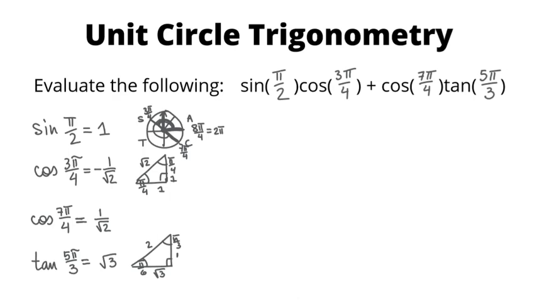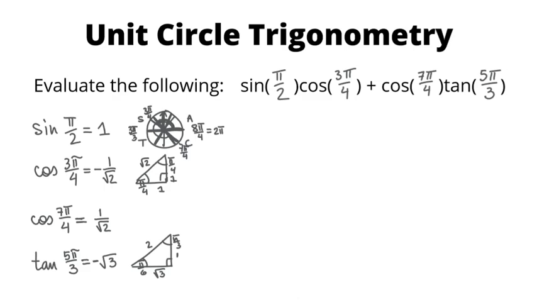Next, we need to establish where 5 pi over 3 is located, which quadrant. So then, 1 pi over 3 is here, 2 pi over 3 is here, 3 pi over 3 will be right here. It reduces to pi. Then 4 pi over 3 is here, and 5 pi over 3 will be right there in the fourth quadrant. In the fourth quadrant, tangent is negative, so we add the negative to our ratio.